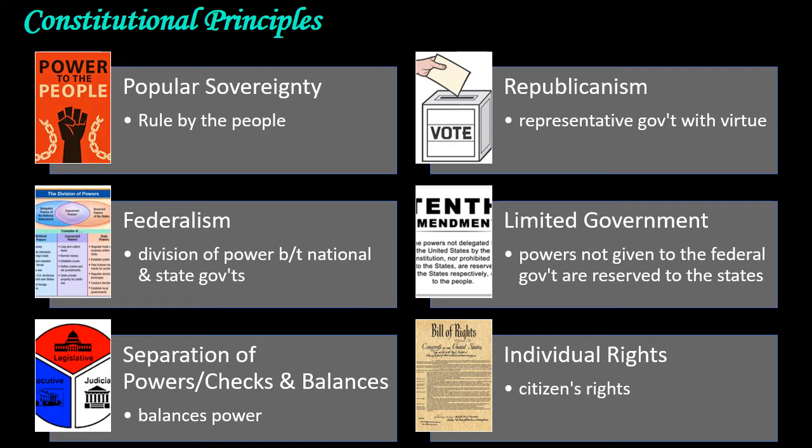The fourth one is called republicanism. This is the idea that our government is a representative government with virtue. We elect our representatives to make those decisions for us.